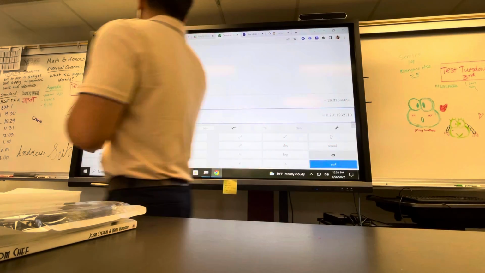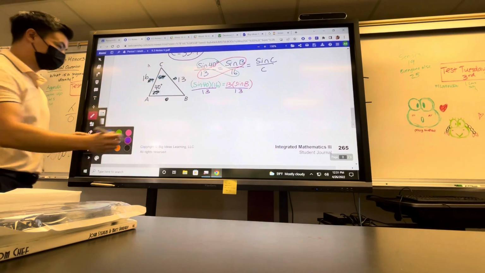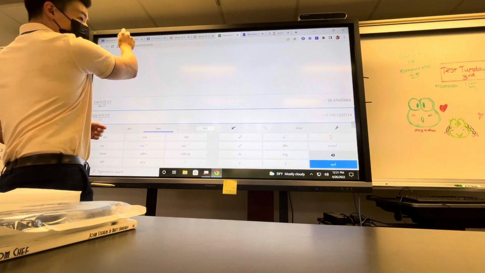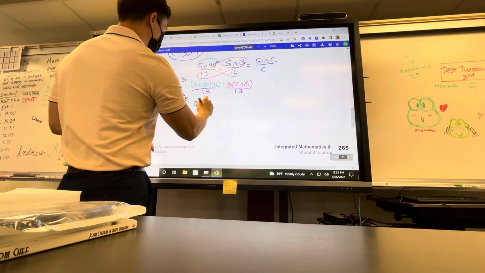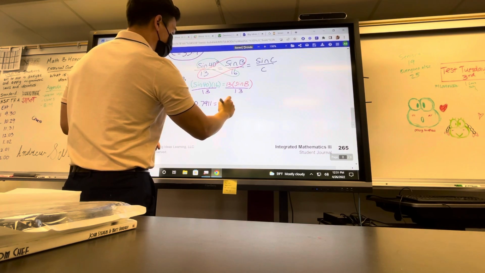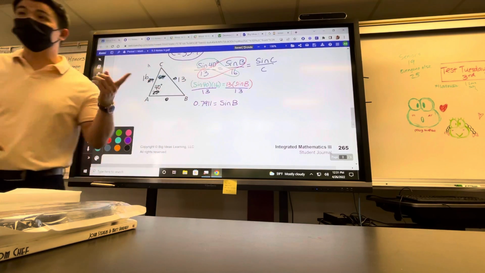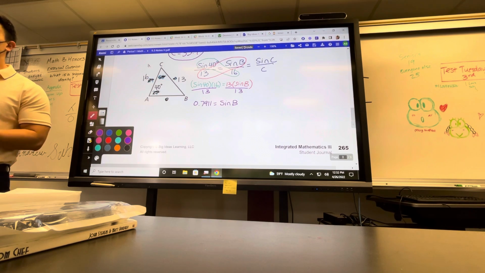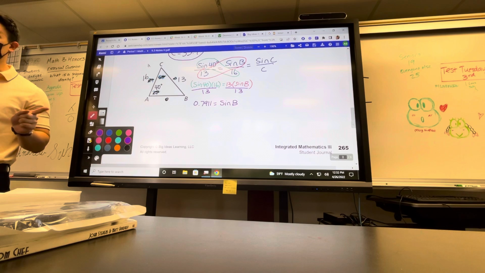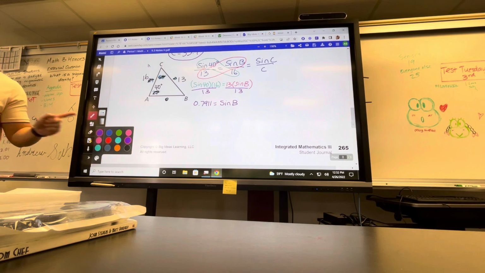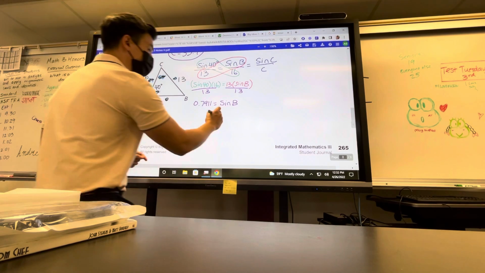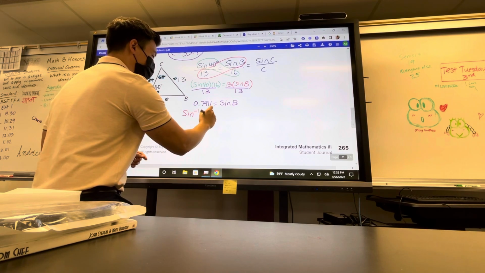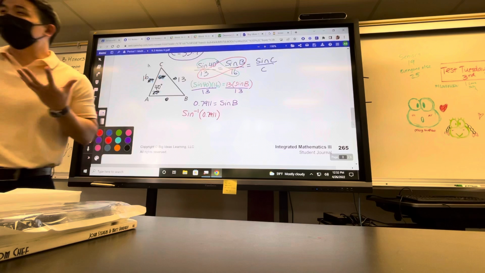But what we ended up getting was 0.7911. That gives us the sine of b, but does that give me the angle measure of b? No. So we need to solve for b. The way we can do that is we use sine -1. This is our inverse sine.